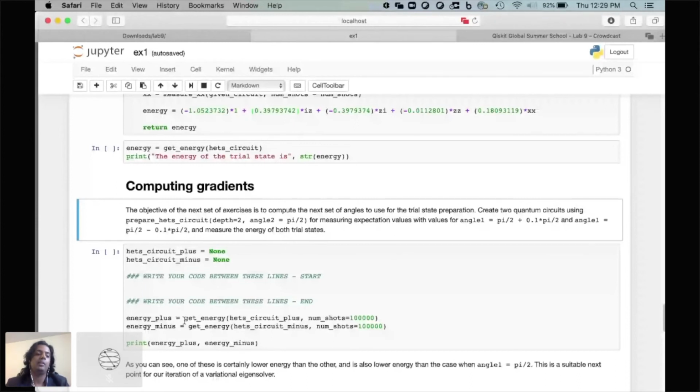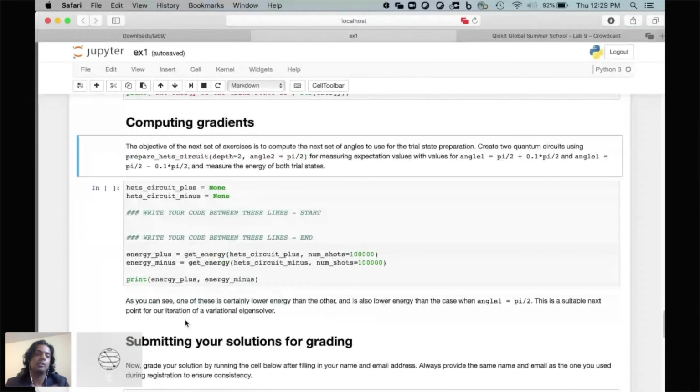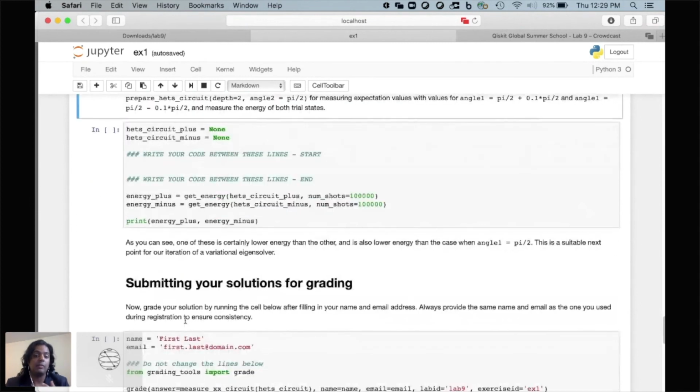A lot of these functions are perhaps already accessible through Qiskit Aqua for more complex problems. But for a first attempt, I think it's very beneficial to actually walk through how these simple building blocks work together. And I think running through this will give you some intuition for that.